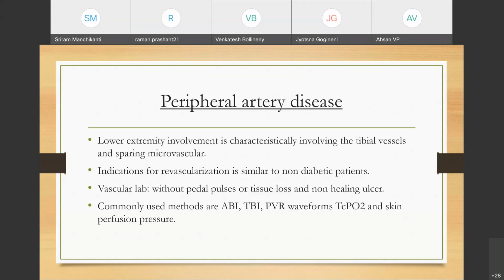So how do you manage PAD? It is very important to note that it is lower extremity involvement, characteristically involving the tibials, and it may spare the pedal vessels or the toe vessels, called sparing microvascular.